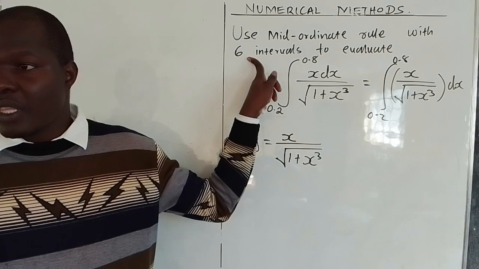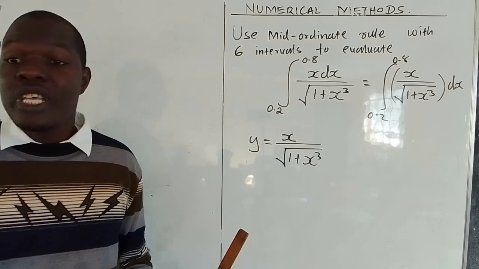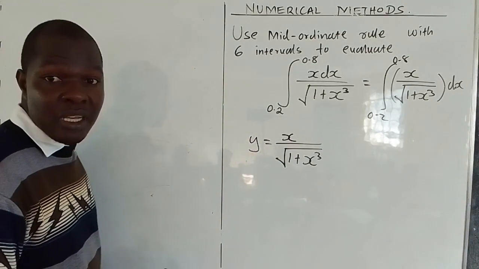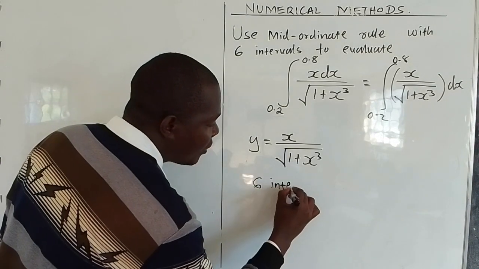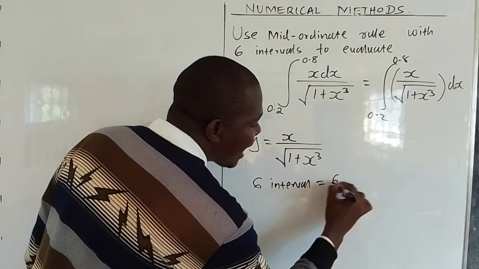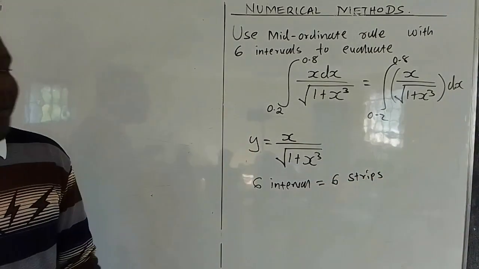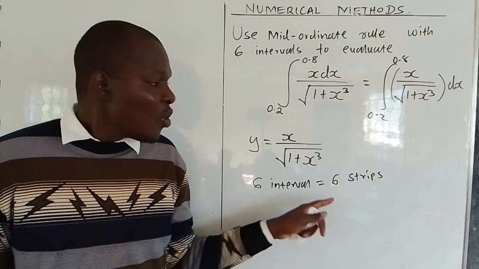intervals? 6 intervals. And you know, 6 intervals, each part or strip has its own interval. So 6 intervals means how many parts? How many strips? Yes. So your 6 intervals imply 6 parts, 6 strips, isn't it? And now from here is now you evaluate in Mid-Ordinate rule. How many ordinates do we have?